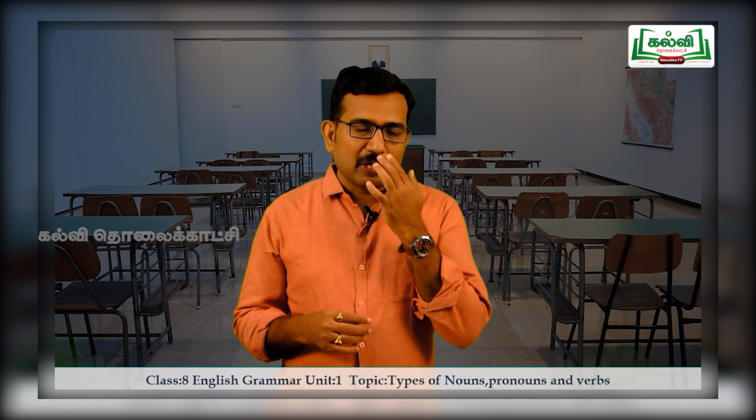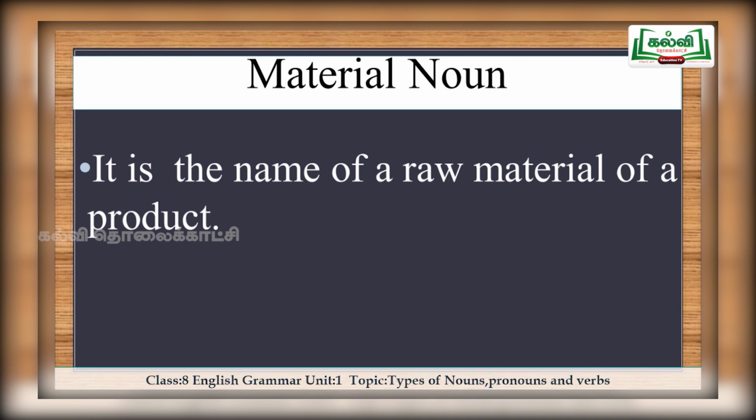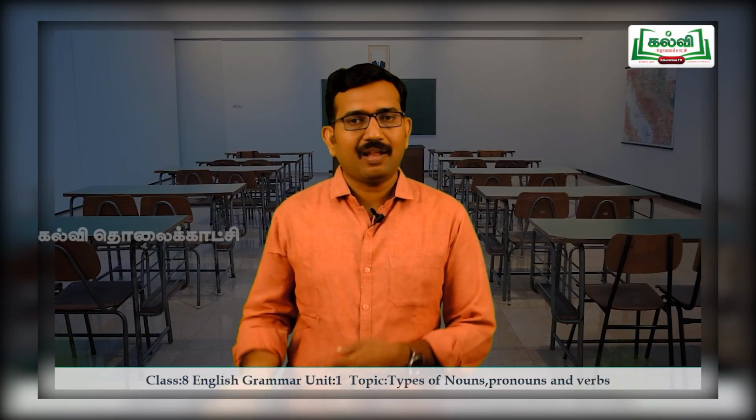The word material means an object or a product or a raw material. You can think of that. So the expansion for material noun is, it is the name of a raw material of a product. So remember, it is the name of a raw material of a product. So let's check examples for this.